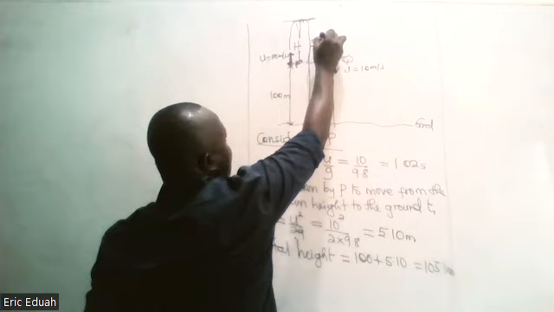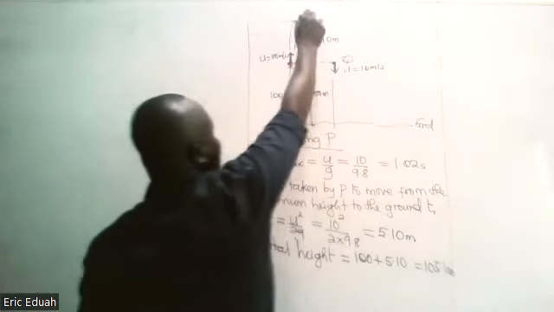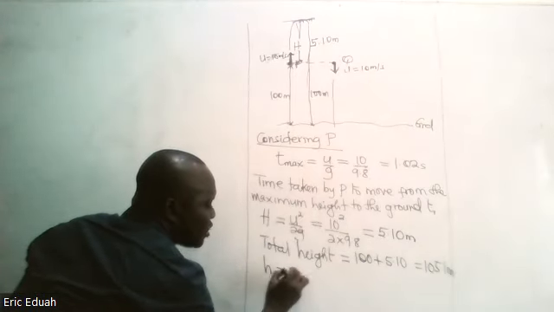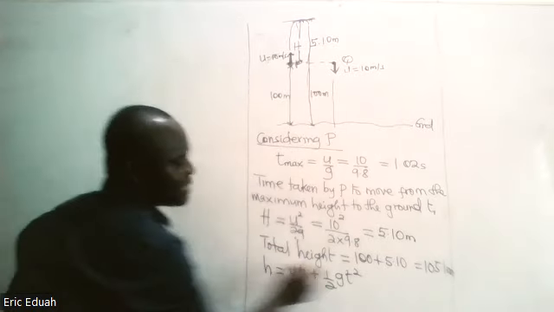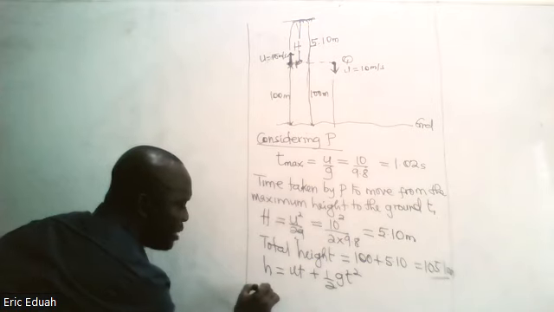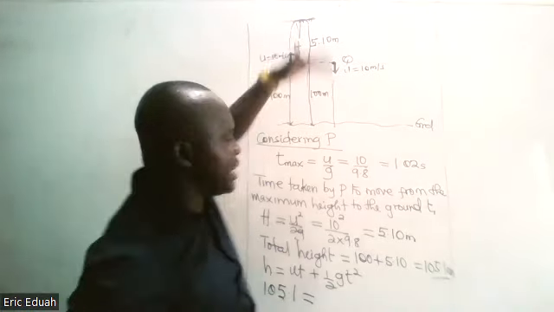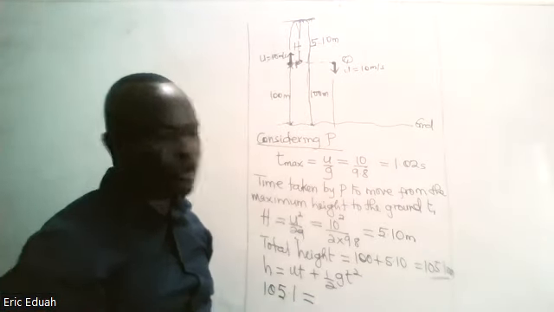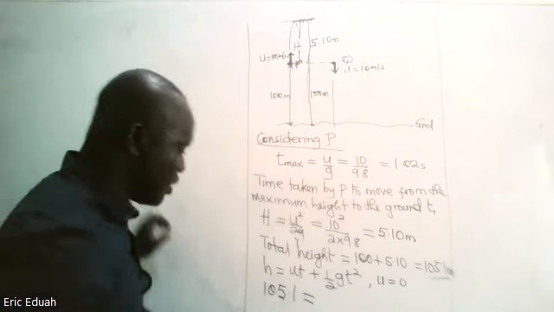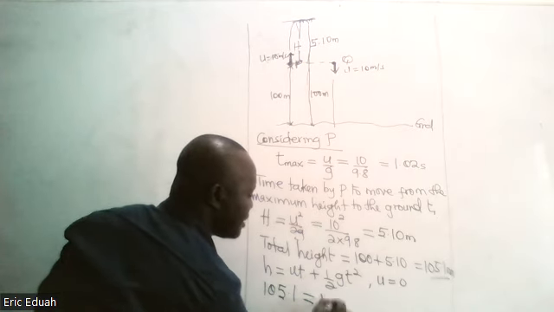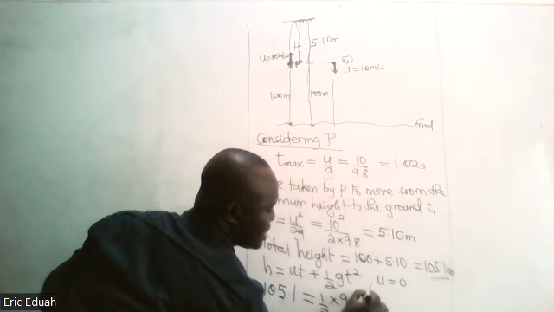This is 5.1. This is 100. Okay, so if I'm looking for the time taken for P to move from the maximum height to the ground, using H is equal to ut plus half gt squared, I can determine this value. Now H is this value, 105.1. When P is moving from the maximum height to the ground, it will be free falling. So initial velocity u is equal to 0. So 105.1 would be equal to half times 9.8 times T1 squared. I label that as T1.